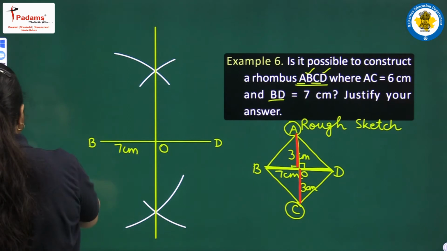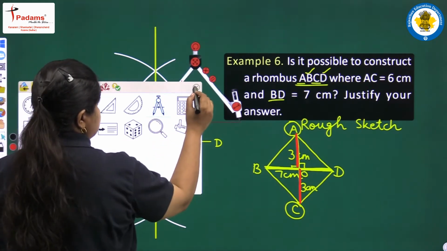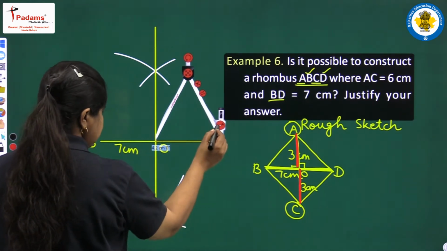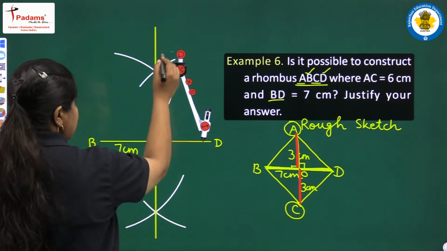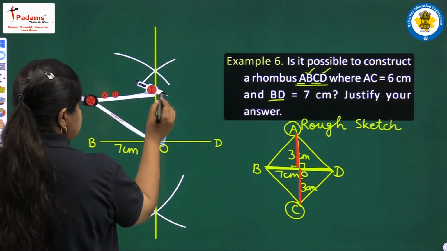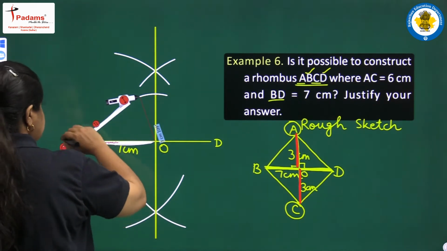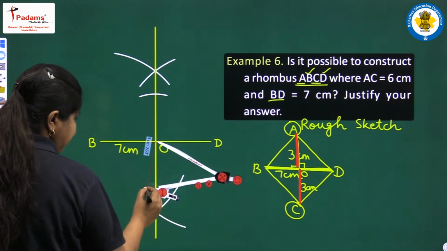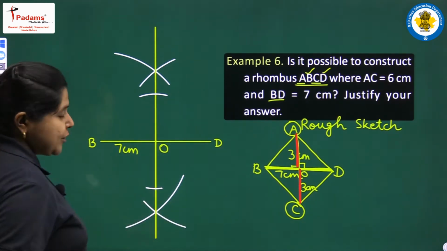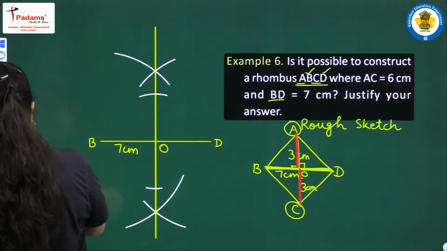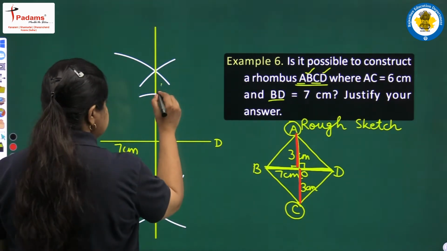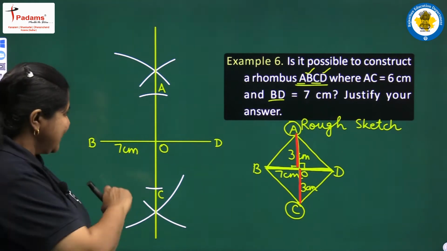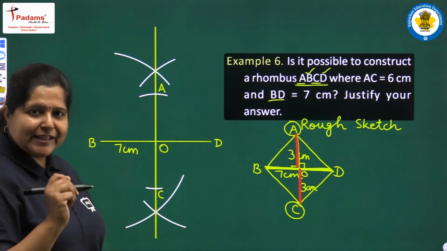So let us bring the compass back, keeping the pointed end at O, and now taking the radius equal to 3 centimeter. We will draw one arc above BD in this way and the other arc below BD in this way. So we have got 2 points, and let us write the names also. This point is A and this point is C. Now we get all the 4 points and we need to join all these 4 points.